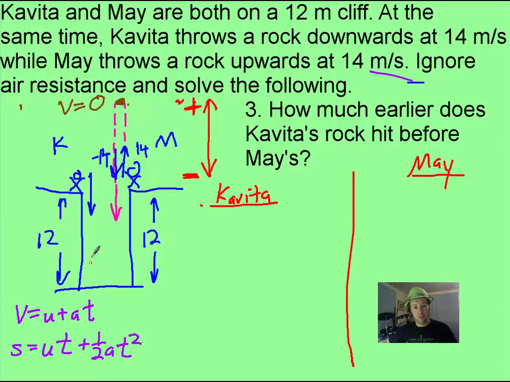Clearly, Kavita's rock will hit the ground before May's because of that extra flight distance. The question is how much earlier. Now, you're going to need to deal with an equation with time in it, and you've got a couple of choices. I wrote those down here.